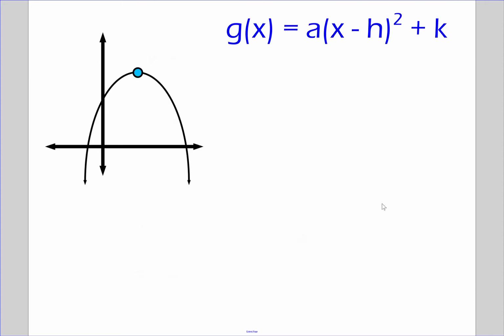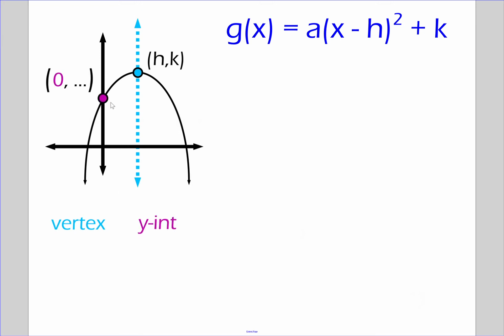So what else does the vertex form tell us? Well, if we have the vertex form itself, it actually tells us the vertex, as well as the line of symmetry. Now, if we want to know the y-intercept, we could just plug in 0 here, and that's pretty easy to calculate.